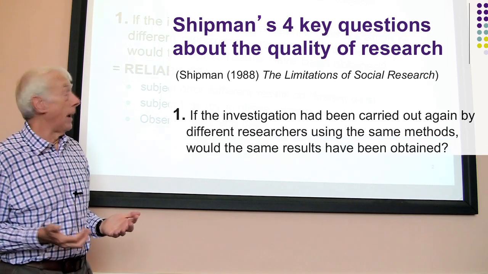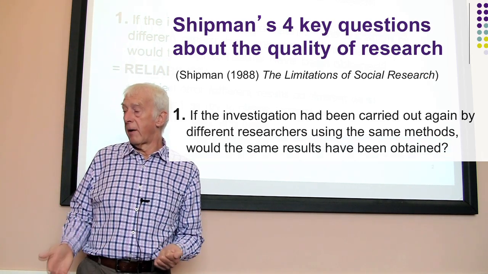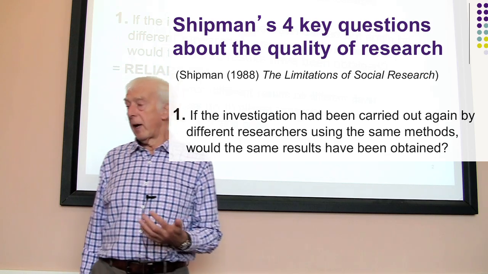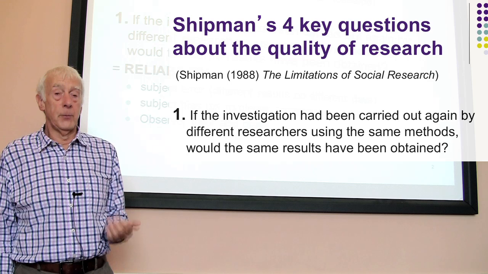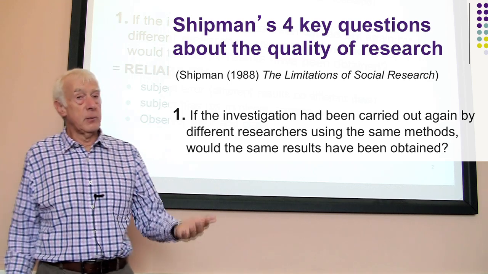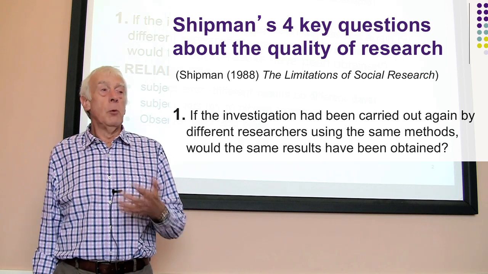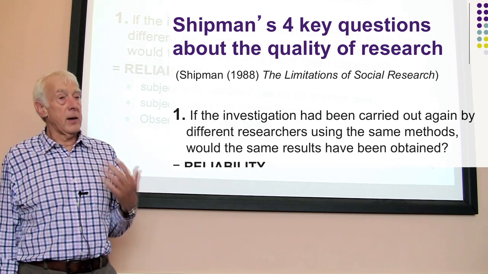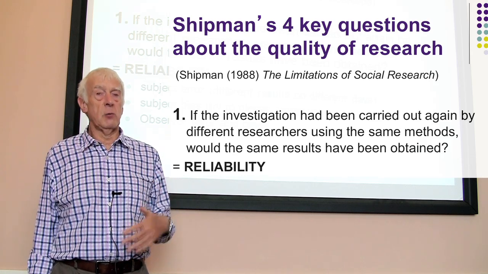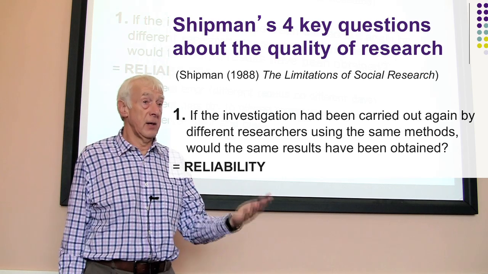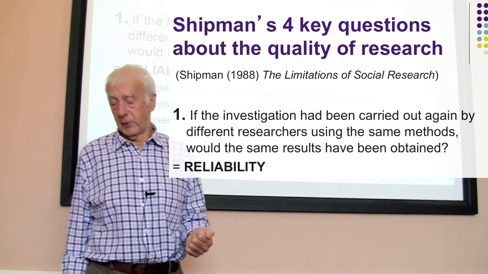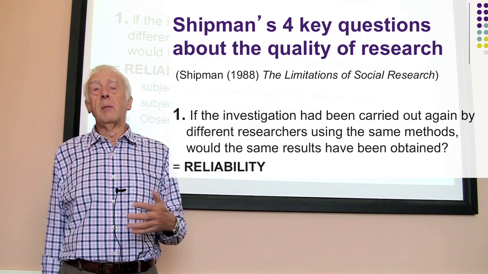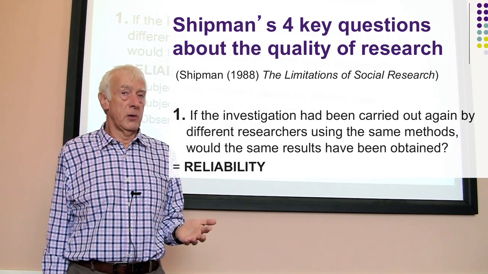The first one then, number one, is if the investigation had been carried out again by different researchers using the same methods, would they have got the same results? Would the same results have been obtained? So in a different circumstance, done by different people, would the results still be the same kind of results as before? And that criterion is called reliability. Is the research reliable? So in other words, if we repeat it, did we reliably get the same answers as we got before? If we don't, if something happens and goes wrong, then we say the research is unreliable.